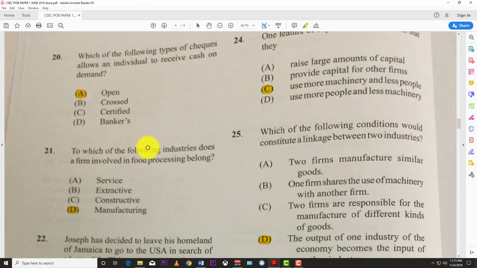Number 21. To which of the following industries does a firm involved in food processing belong? Again, secondary industry. So therefore, the best answer here is D, manufacturing. So you're making something. So the best answer is D, the manufacturing sector.